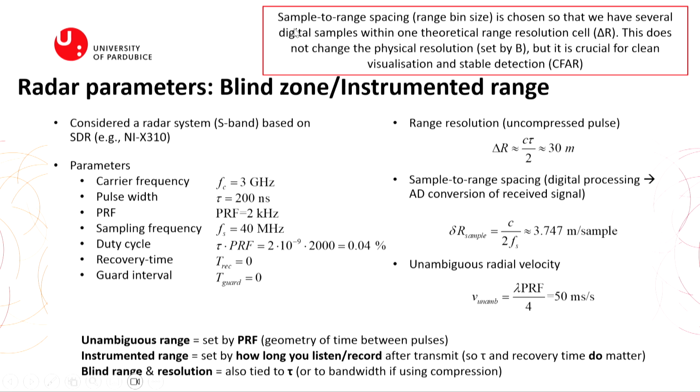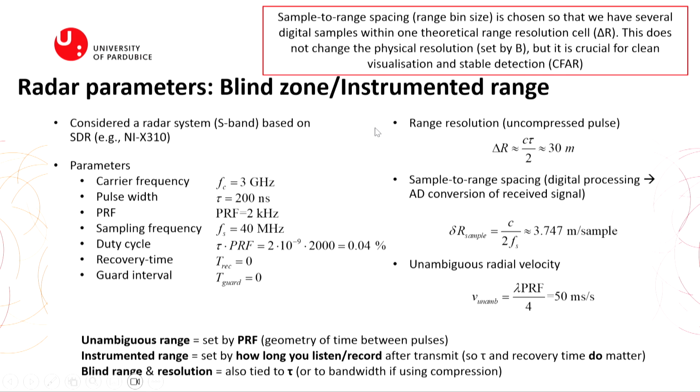We of course make sample to range spacing. So we have several digital samples in one theoretical resolution cell. If you have a resolution cell, it does not mean that in this cell is one sample. There are multiple samples. I need more information, not only one value about one sample. It would be constant, almost no information. So there are more samples.